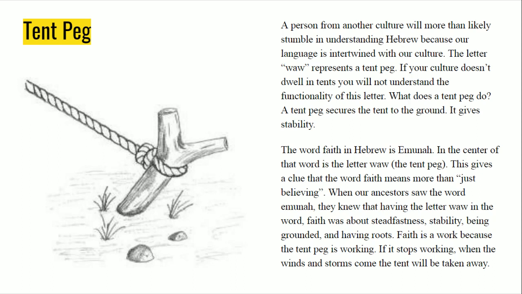The word faith in Hebrew is emunah. In the center of the word is the letter Y, the tent peg. This gives a clue that the word faith means more than just believing. When our ancestors saw the word emunah, they knew that having the letter Y in the word, faith was about steadfastness, stability, being grounded, and having roots. Faith is a work because the tent peg is working. If it stops working, when the winds and storms come, the tent will be taken away.